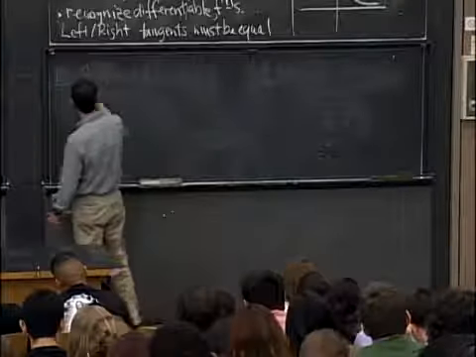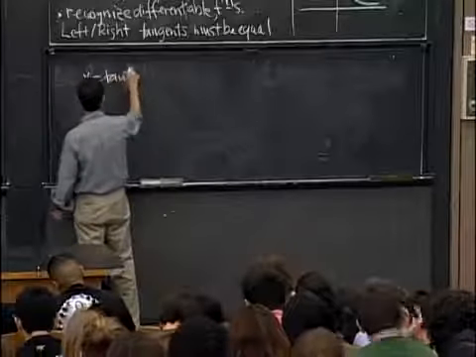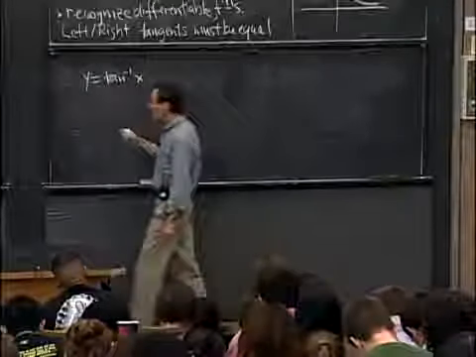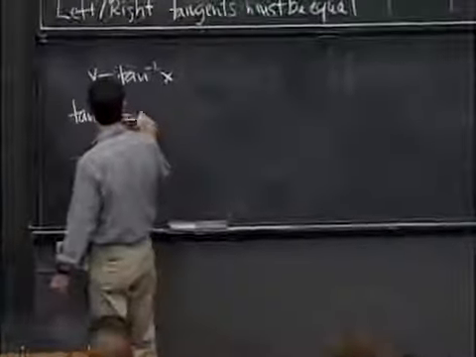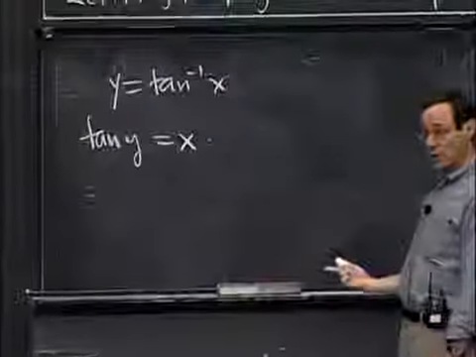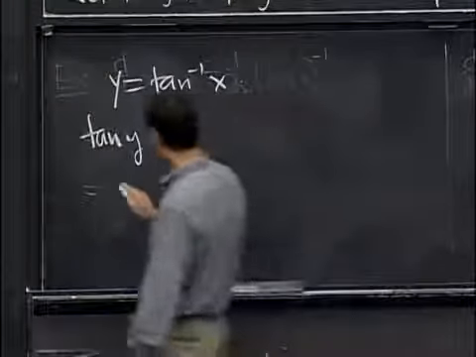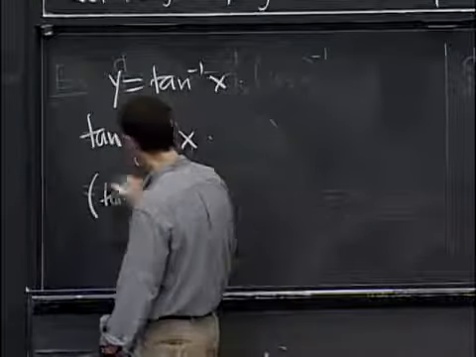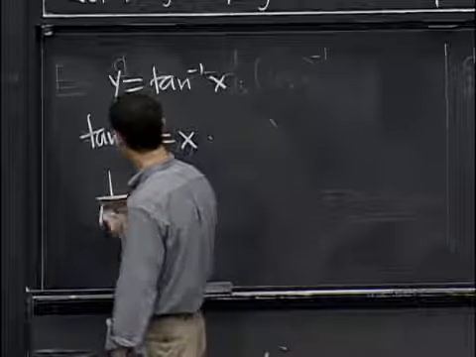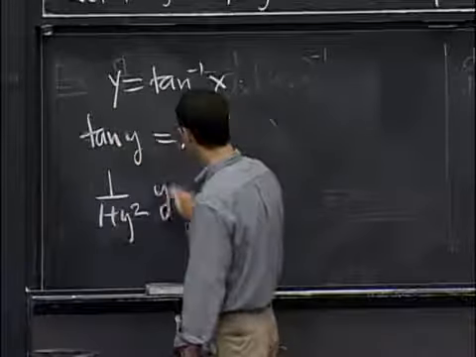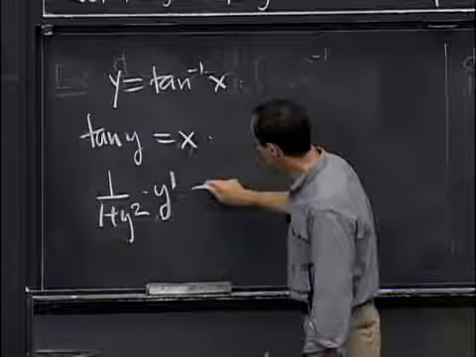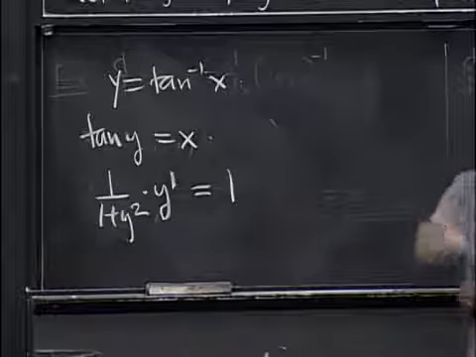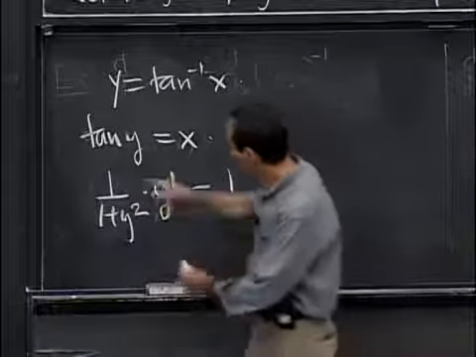So here's how you do it. y is equal to tan inverse of x. This is hopeless to differentiate directly, so I rewrite it as tan y equals x. Now I have to differentiate that. When I differentiate it, I get the derivative of tan y with respect to y, times y prime, on the left, and 1 on the right. This is the hard step. That's the chain rule. I'm doing this super fast because we have 30 seconds left. But this is the hard step right here.